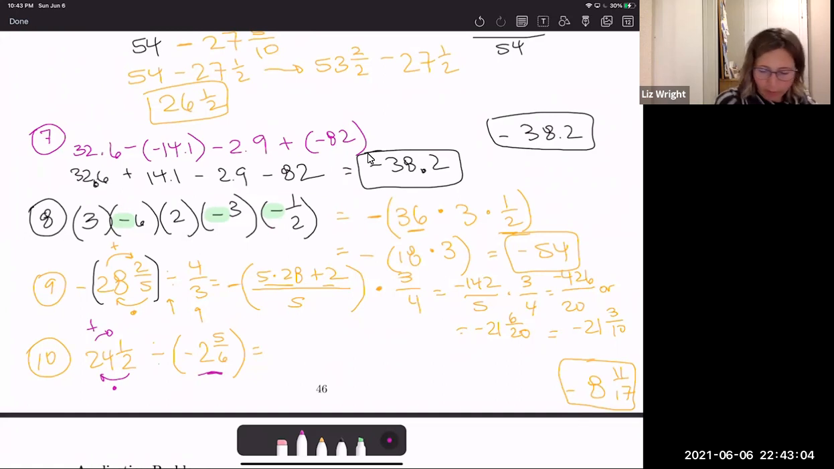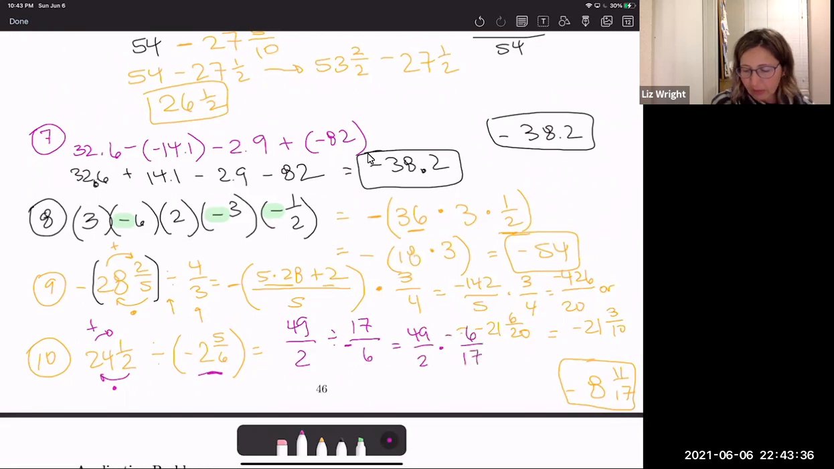So here we go. 24 times 2 should give you 48 plus 1 is 49. So you should get 49 over 2. And then our 6 times 2 is 12 plus 5 is 17. So we're going to divide by 17 over 6, and that is negative. And then we're going to keep, change, flip. We keep the 49 over 2, we change this to multiplication, we flip it. So now we've got negative 6/17.